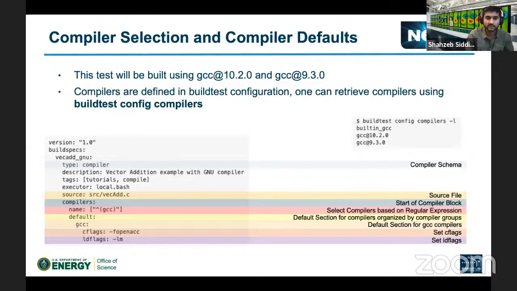So we have 3 compilers, and you can specify a regular expression in the name property. So I want to find all compilers starting with GCC. The default is a section that's organized by compiler groups. You have a section for GCC where you can define compiler flags like cflags and ldflags. Basically this test will run for both GCC 10 and 9.